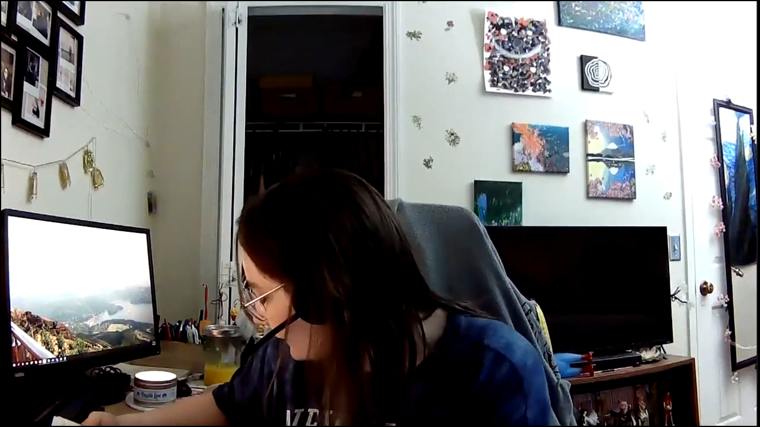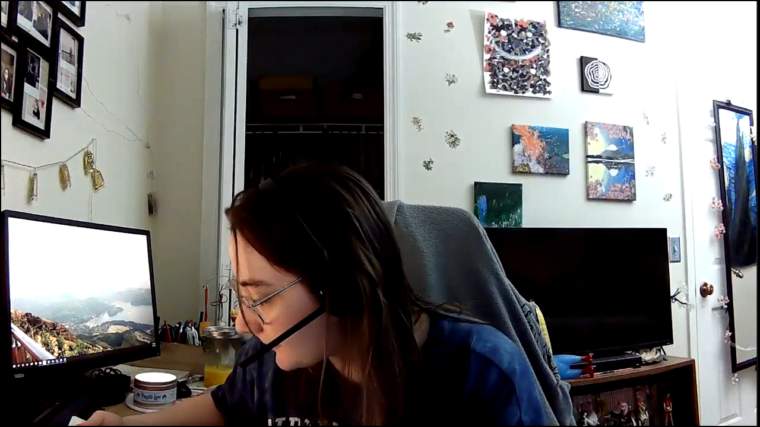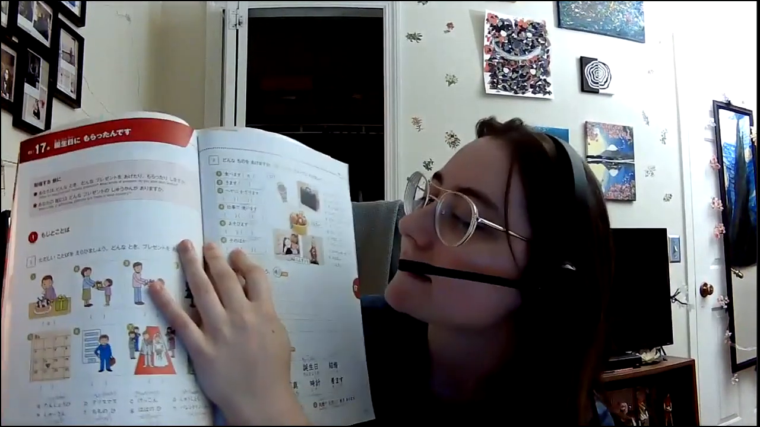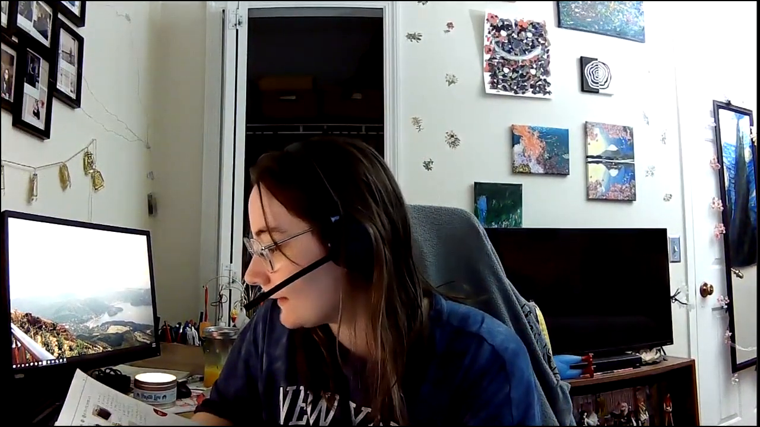Okay, moving on to page 153, we're going to be looking at some other vocab words. Number 6 right here, it says sono hoka. Sono hoka means others, or like other things. And then we're going to be looking at the side of the page right here, going down the line, pretty easy words.